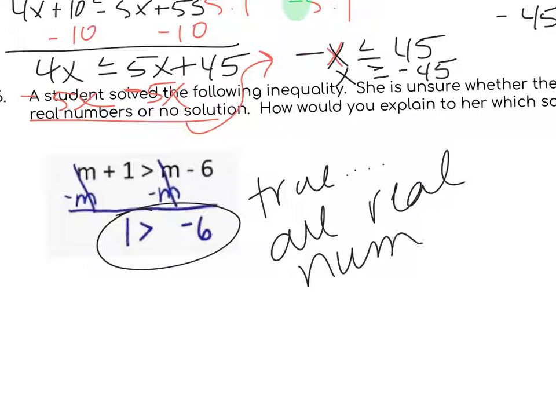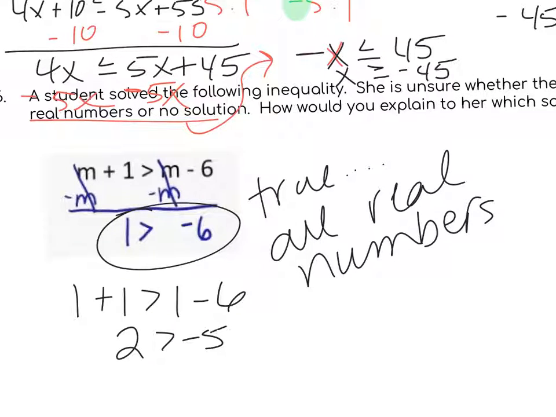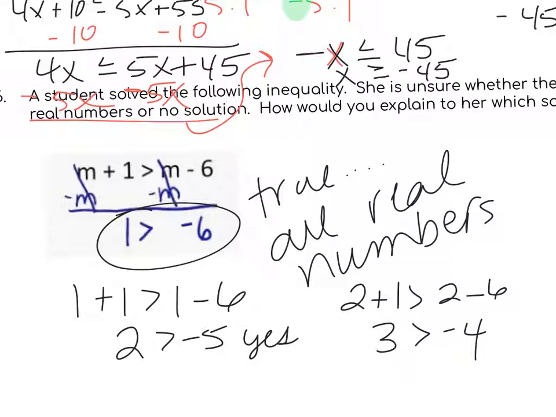If you're not sure, pick a couple numbers for m. Let's try 1. 1 plus 1 greater than 1 minus 6. Is 2 greater than negative 5? Yes, so that one works. So how about 2? 2 plus 1 greater than 2 minus 6. That's 3. 2 minus 6 is negative 4. That's also true. So that is a clue if you're not sure. That has to be all real numbers because you have 2 different numbers that work.